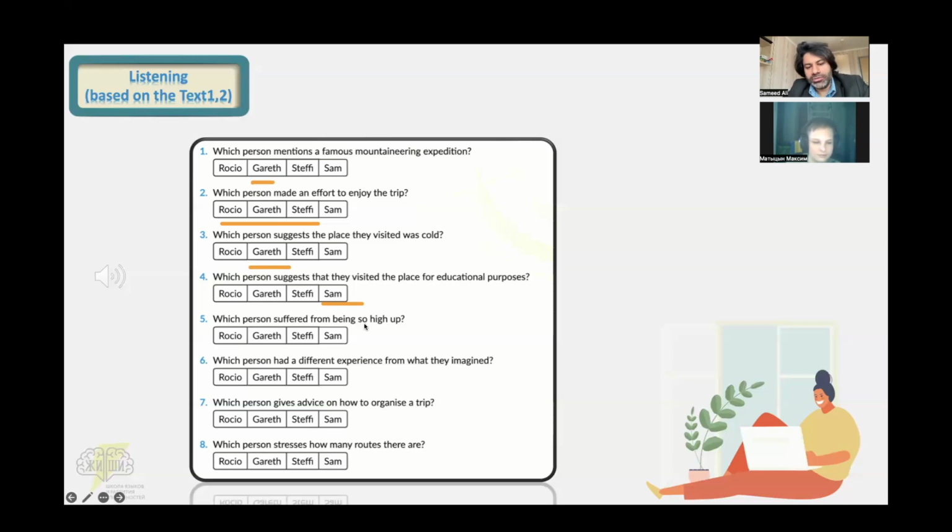Which person suffered from being so high up? I think it's Sam or Steffi. Steffi, because she said that she is afraid of heights. She went to the top restaurant to eat dinner. She was very high. But Mount Snowdon was high too. What is your answer? I think Gareth. Gareth and Sam. Oh, okay.